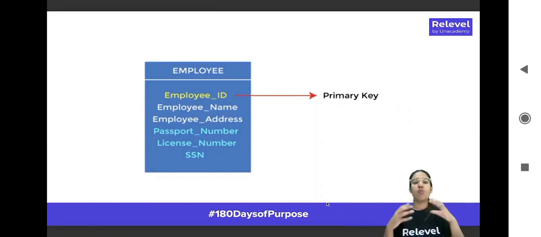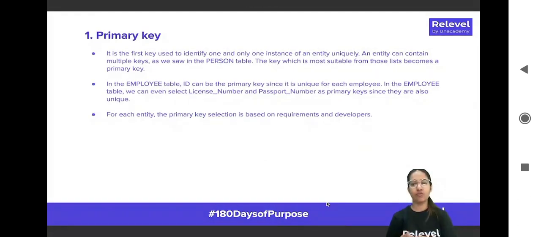Now firstly, what are all the candidates to become the primary key? The candidates are employee ID, passport number, license number and SSN. Out of these candidates, you can pick any key to be primary key, and let's say I am picking employee ID. Okay, so that is what it says over here. In the employee table, the ID can be the primary key since it is unique for each and every employee.